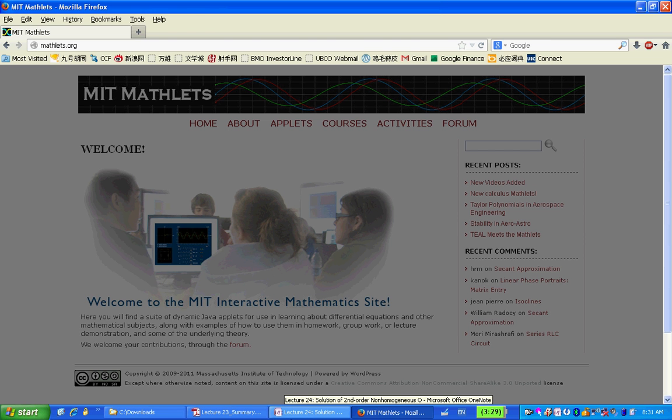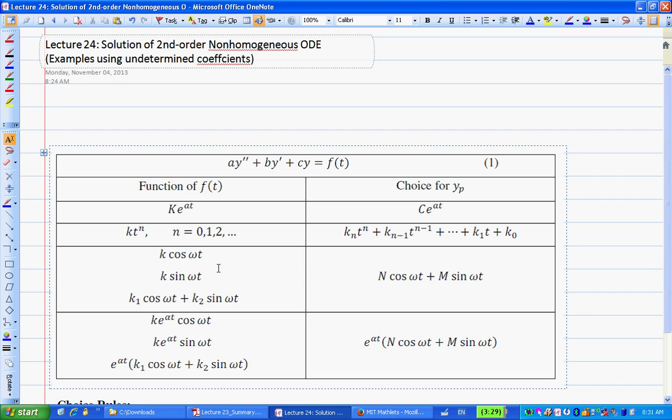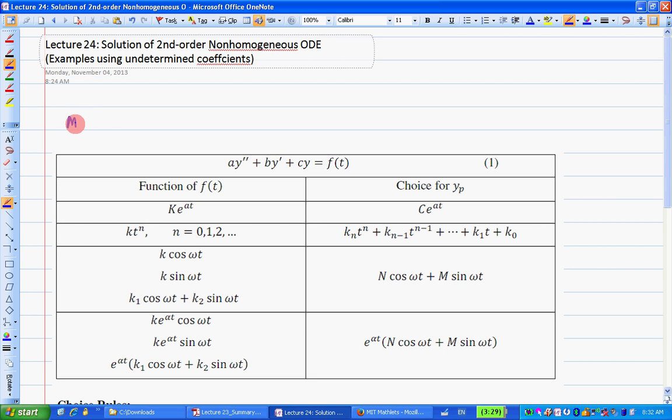Let's continue from our previous lecture. So we started on generating the solution of second-order non-homogeneous ODE, and we started on the method of undetermined coefficients. So here's a quick review of this so-called method of undetermined coefficients.